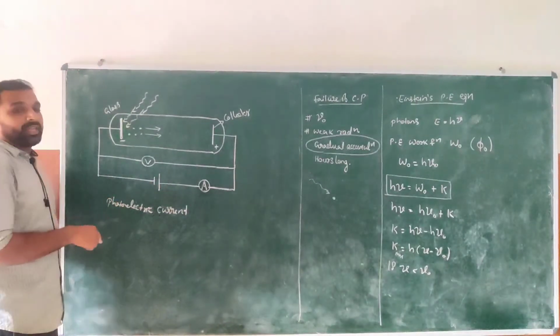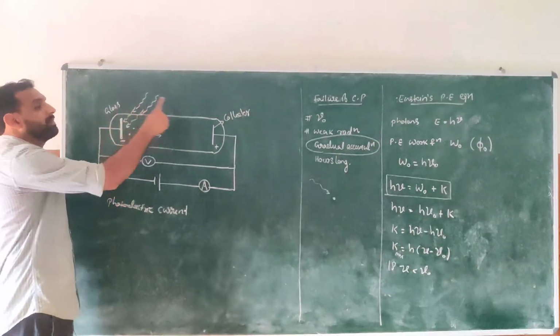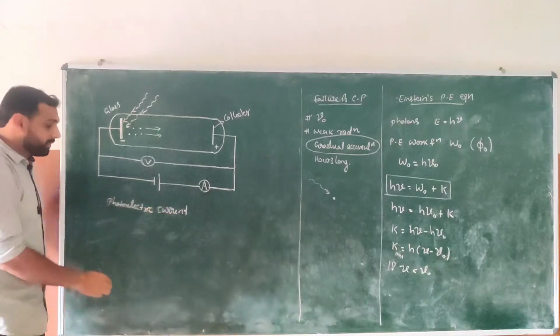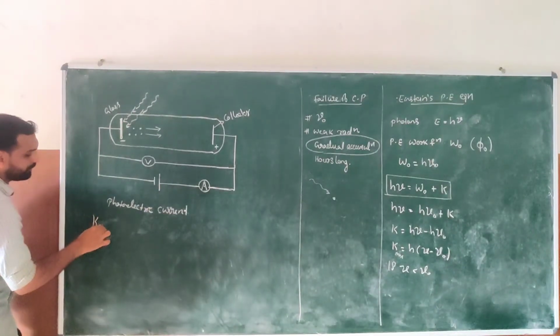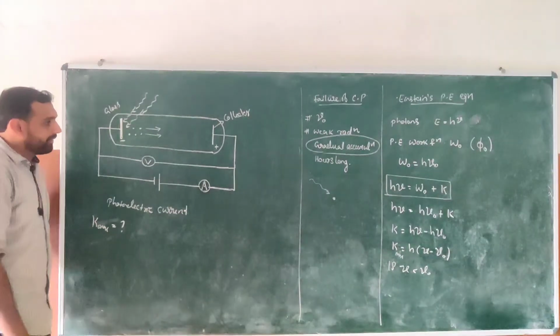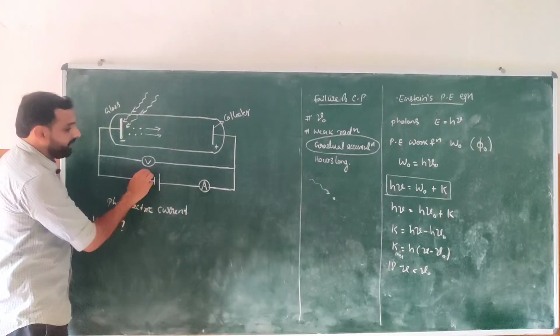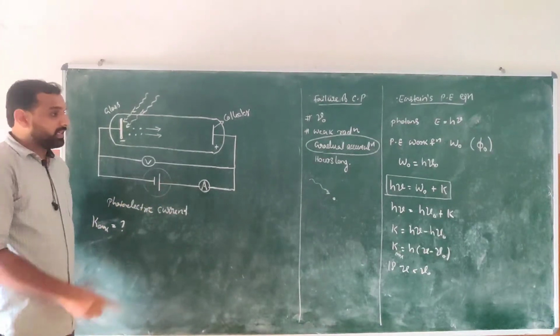Now we have to obtain an expression for the maximum kinetic energy. How can we experimentally verify the maximum kinetic energy of the electrons? For that, we are reversing the terminals of the setup.